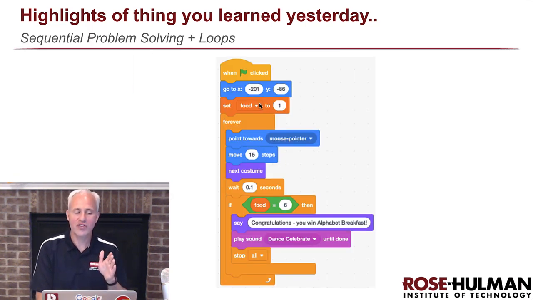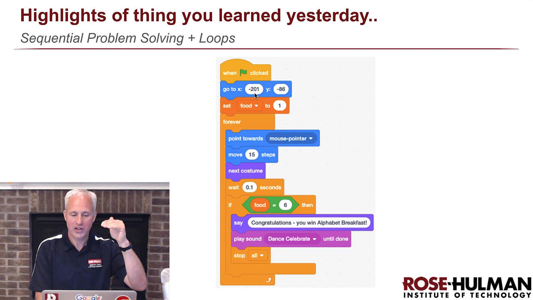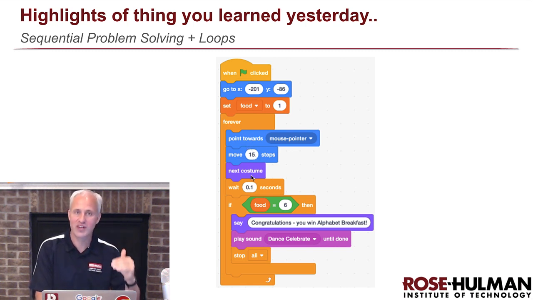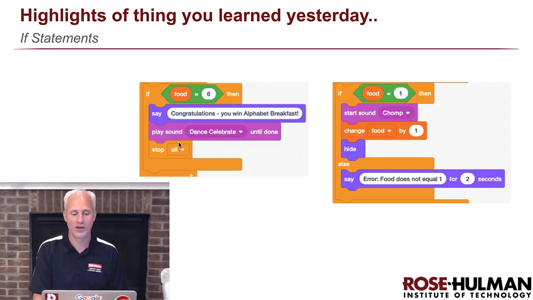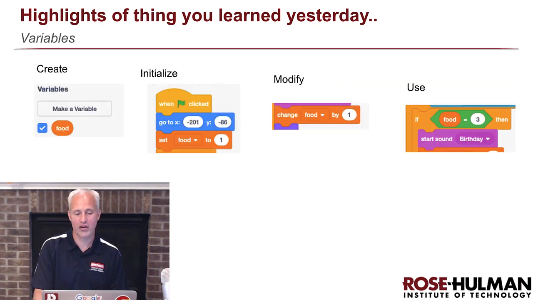Other things we learned is that code happens sequentially. So you do things in order. So this is like point towards mouse pointer, move these steps, change this costume. It happens sequentially. We also use a lot of loops to make things happen sequentially over and over again. We learned about if statements. So maybe this thing happens, maybe it doesn't. But if statements are something we use a lot in our code.